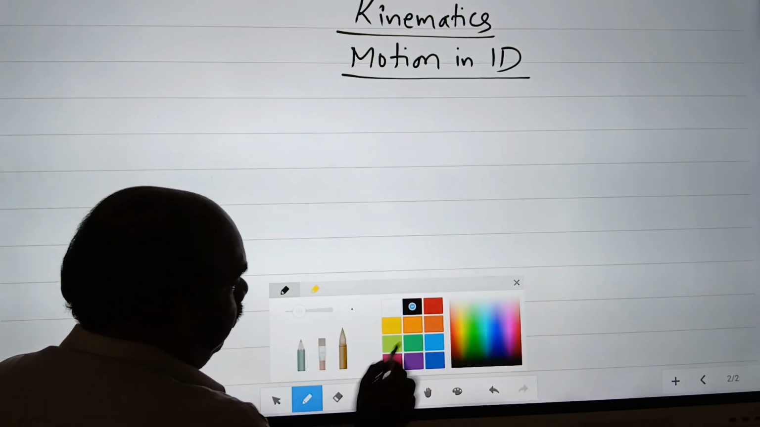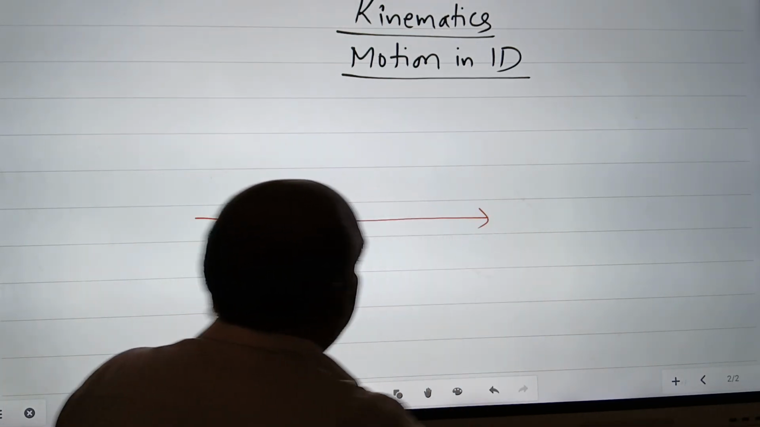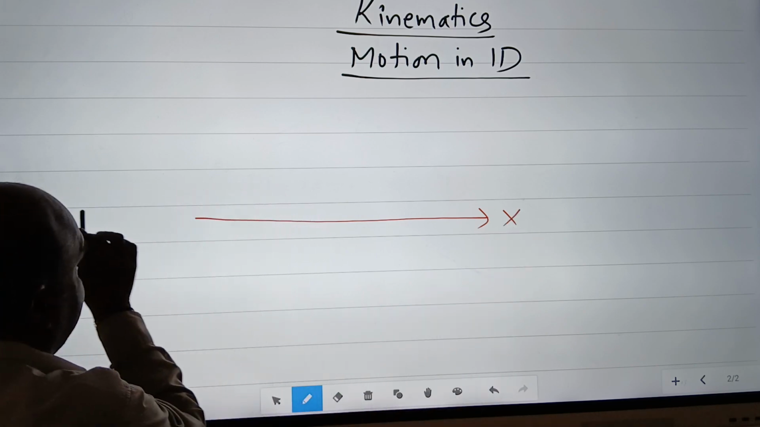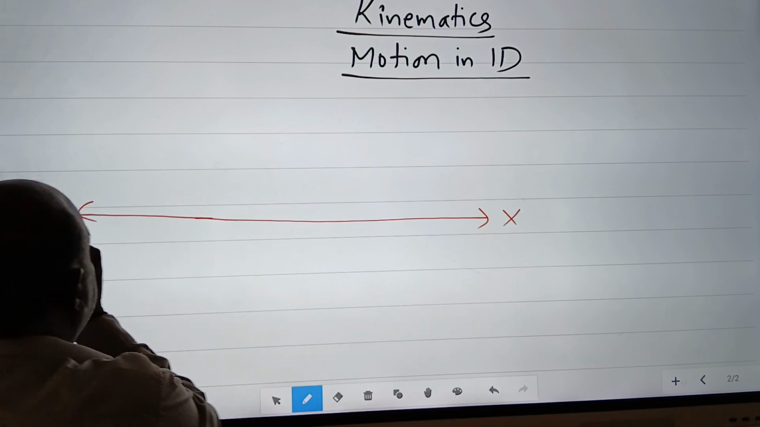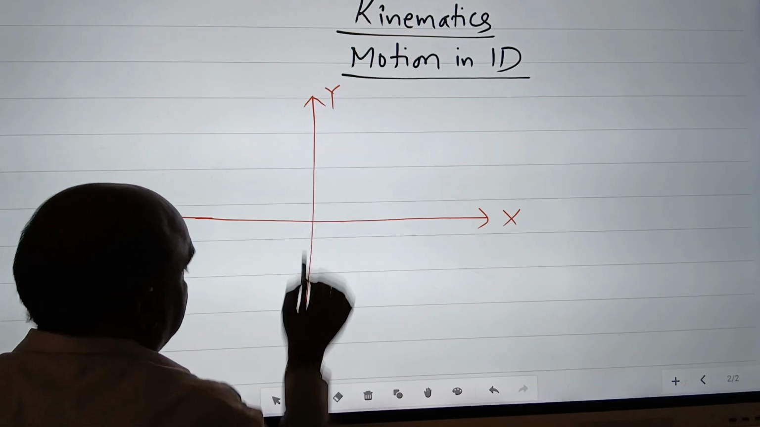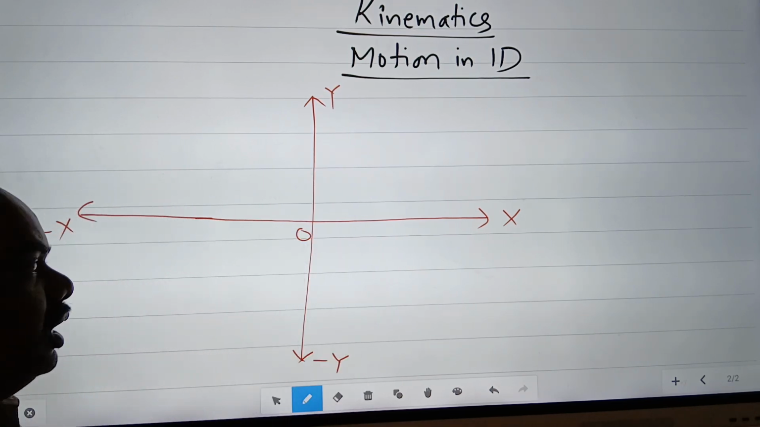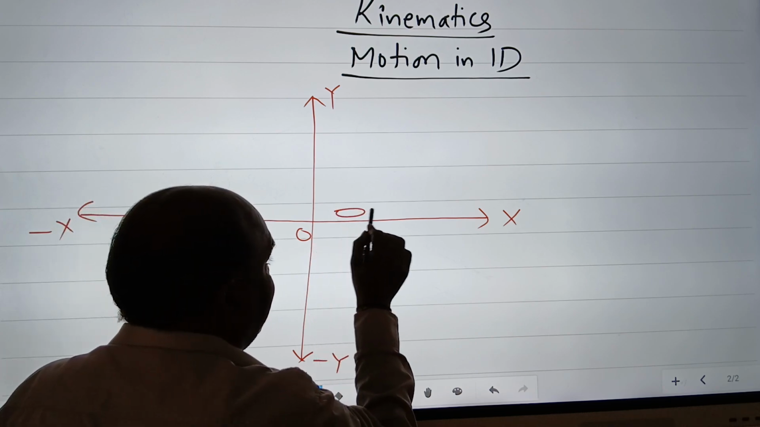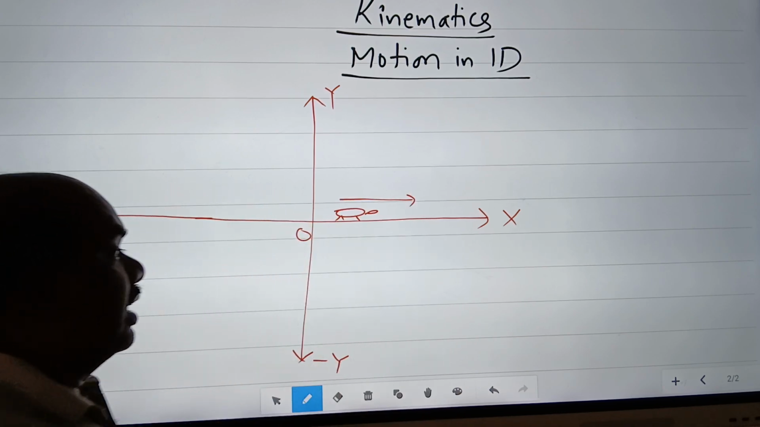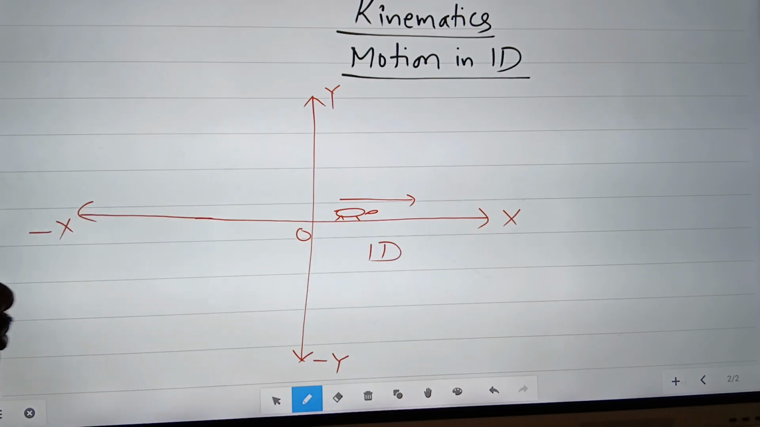Very important here. Let us consider a particle going only on the x-axis. This is the positive x-axis. This is the negative x-axis. This is the positive y-axis. This is the negative y-axis. Let us consider there is an ant going like this on the positive x-axis. This is called 1D, one dimension.